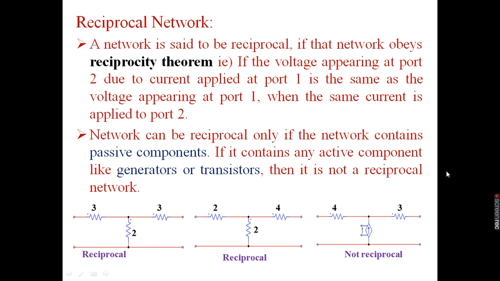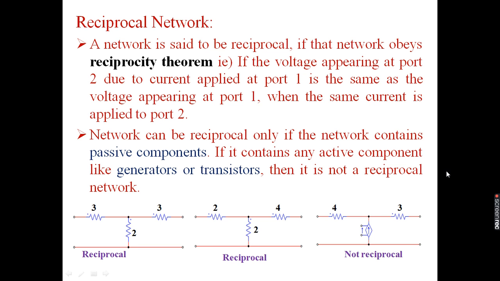A network can be reciprocal only if the network contains passive components. That is very important. The network should have only passive components, that means it can have resistance, inductance, or capacitance, or impedance, then definitely we can say that it is a reciprocal network. On the other side, if it contains any active component like a generator or transistors, then it is not a reciprocal network. That is very important. If a network wants to be reciprocal, then it should contain only passive components.